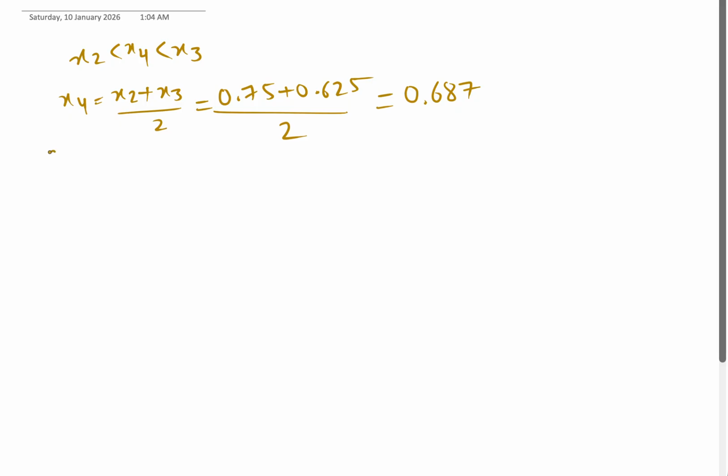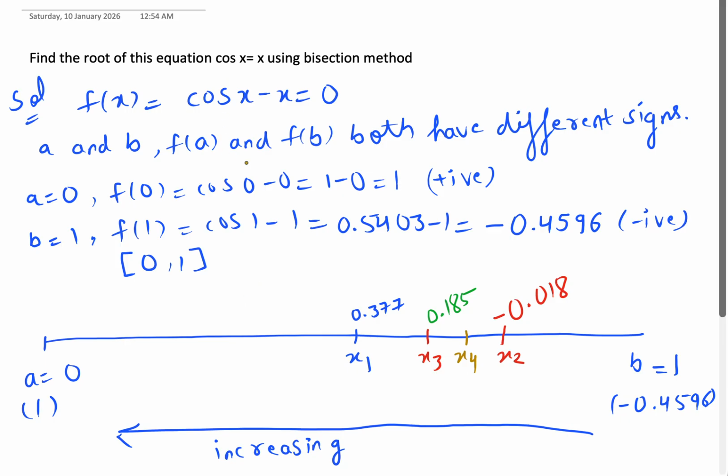0.687. So if I calculate f of x4, it is equal to cos 0.687 minus 0.687, it's 0.086. Let's go back here and we need to write the value of this, 0.086.